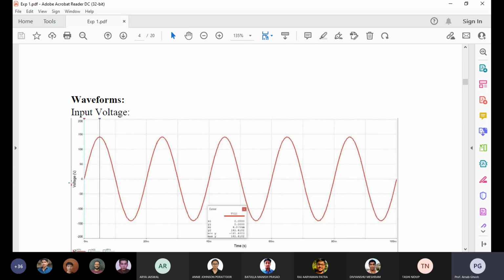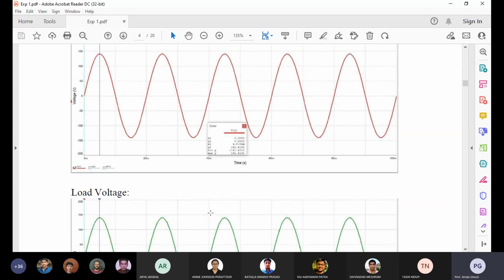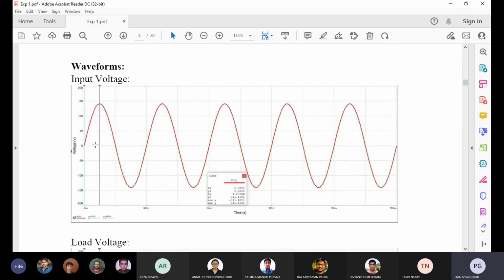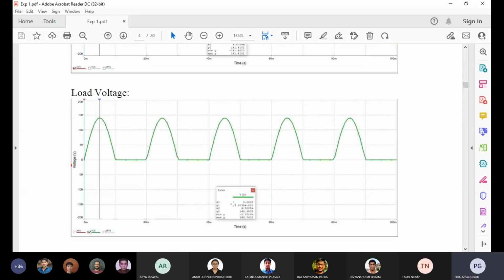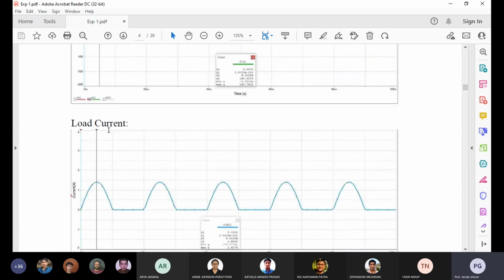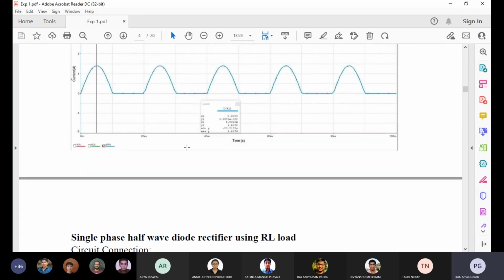So how much is the maximum value? You get the sinusoidal waveform, and the values you can get directly from this figure. Then the load voltage: how will it look? It's a half wave rectifier, so only the first half cycle is rectified, the second half cycle is not rectified. Then the input current: voltage is there and the load resistance is given, so dividing, you will get some current. You can see the current pattern over here.